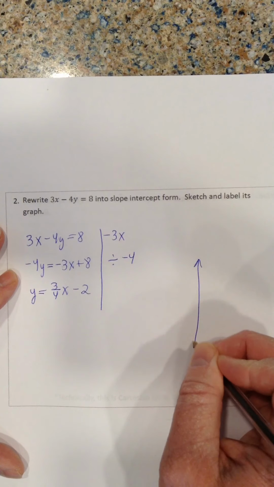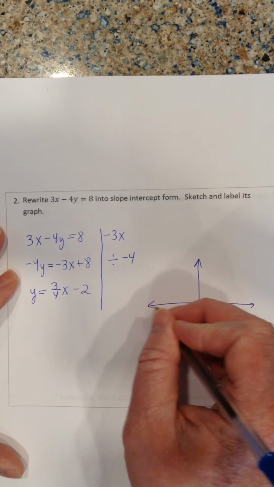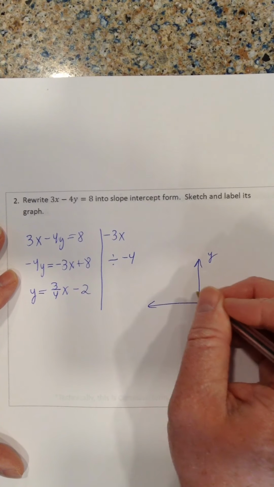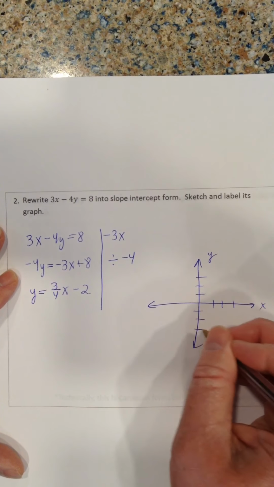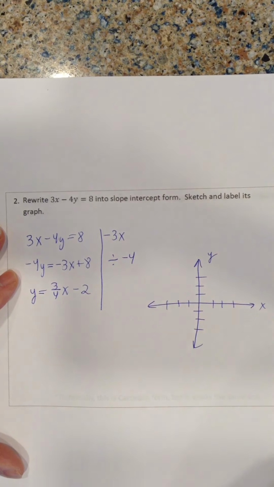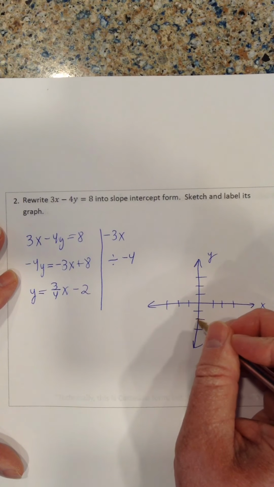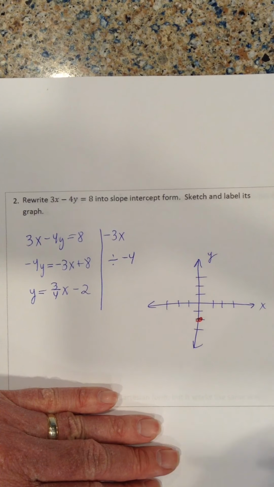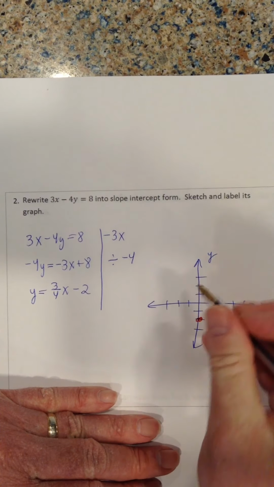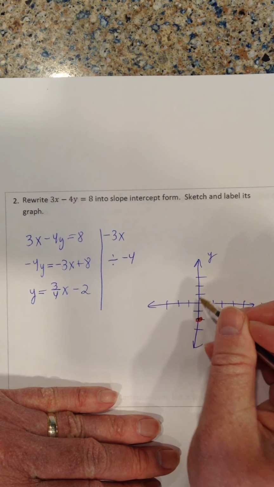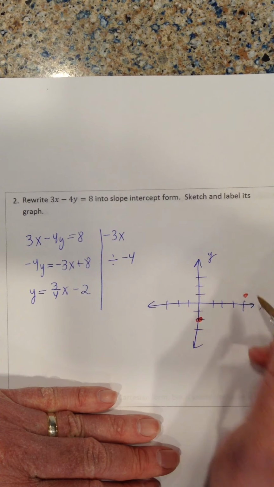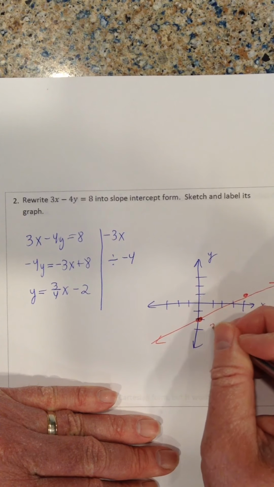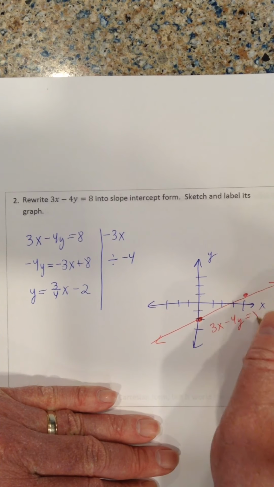So now I'm going to sketch my x, my y axis here. Label x, label y. I'll do 1, 2, 3 on each side. Now my y-intercept is at 0, negative 2. My slope is 3/4, so I'm going to add another tick mark here. I'm going to go up 1, 2, 3, and over 4. And I'll sketch it like that. I'm going to label the original equation, 3x minus 4y equals 8.